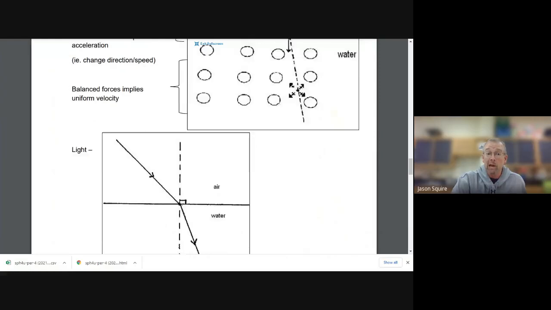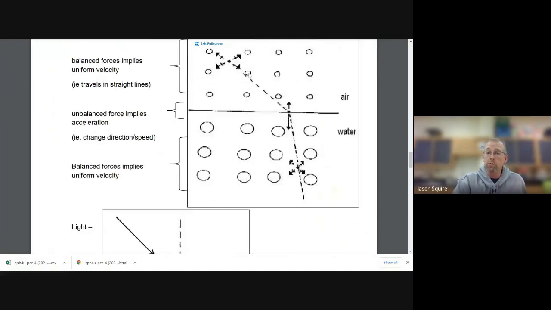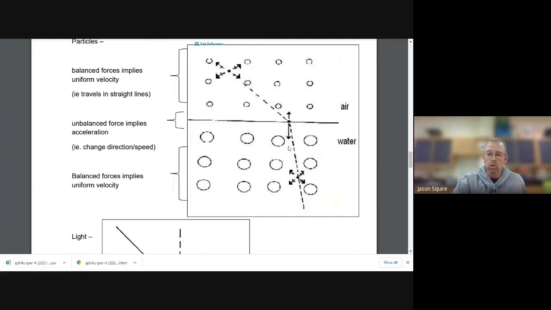What happens with light? Well, look at light. Here is light traveling in air and it travels in a straight line. When it gets to that boundary between air and water, it does change directions. It bends down towards the normal, just like our prediction up here with particles, bends down towards the normal.